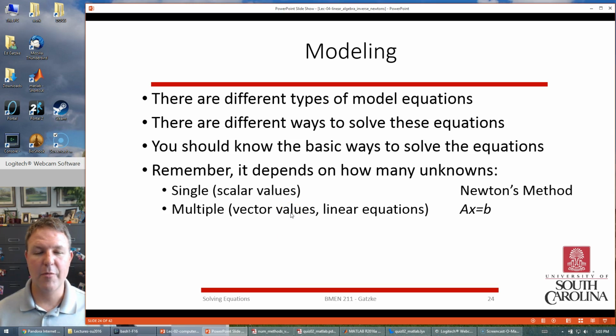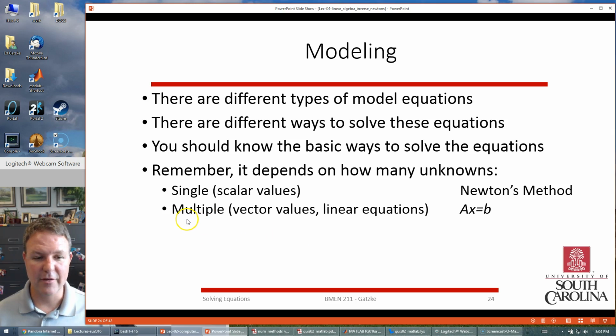Now, just to remind you, why are we doing this? We have two different types of models we can solve now. They're model equations, and we have to solve these equations and know the different tools to solve them. The basic way to solve these equations depends on what the equations are. If you have a single nonlinear function, a scalar value, a single variable and a nonlinear function, you can use Newton's method.